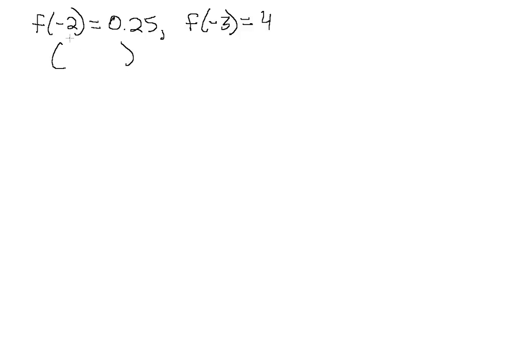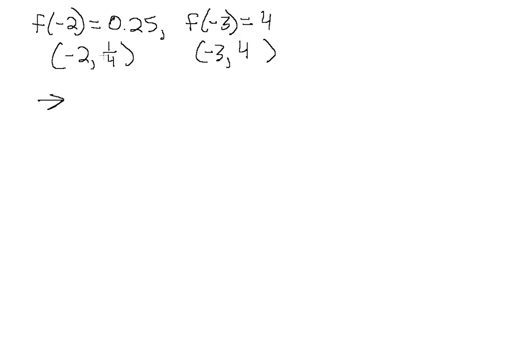Let's say we have f of minus 2 equals 0.25. And we're also told that f of minus 3 equals 4. Let's go ahead and identify the 2 points that our function passes through. So x equals minus 2, f of x equals 0.25. Let's go ahead and write that in fraction form, 1 over 4. And our second point is x equals minus 3. When x equals minus 3, f of x equals 4.